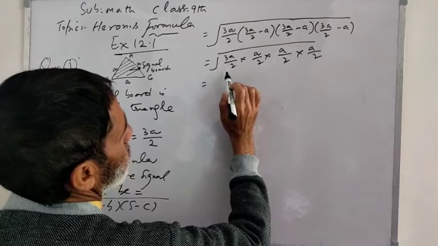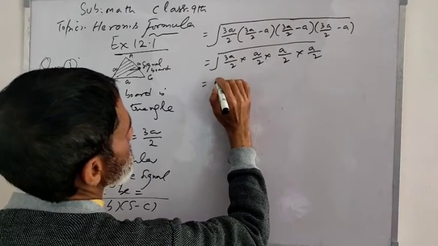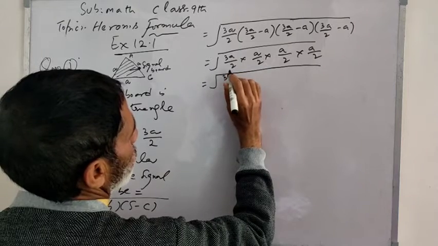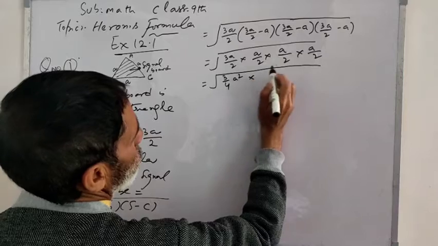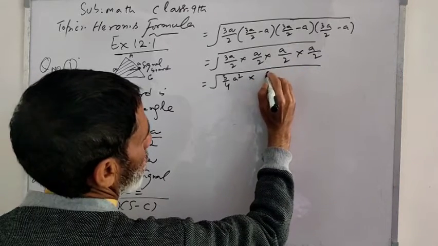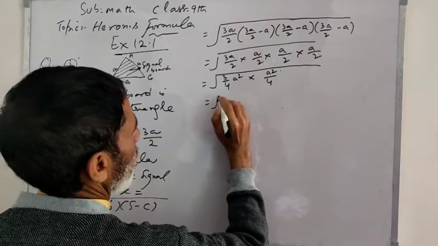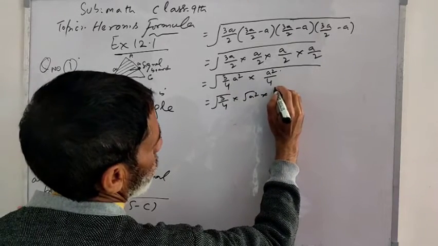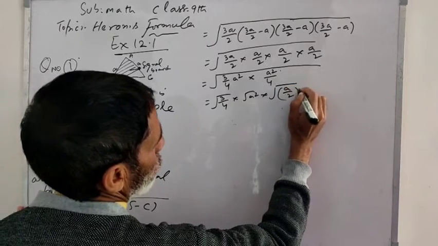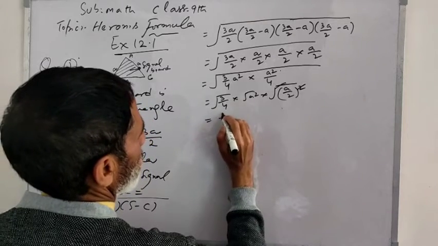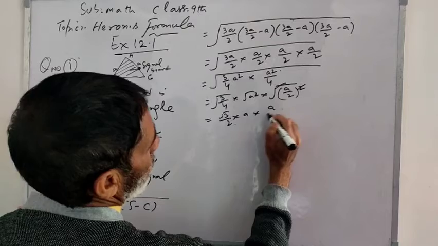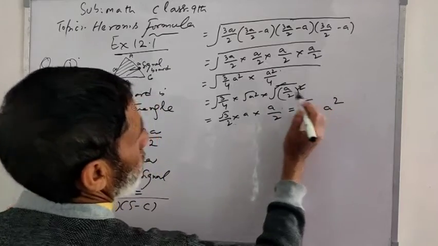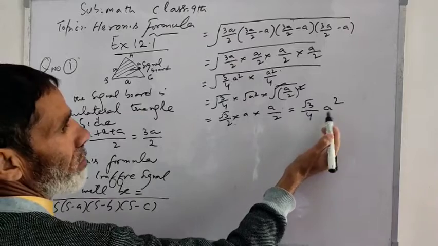This will be equal to root of 3 by 4 A square into A square divided by 4. That will be equal to root of 3 by 4 into root of A by 2 whole square. Square and root cancel. This will be root 3 by 2 into A divided by 2, which will be equal to root 3 divided by 4 into A square. The area of this traffic signal board will be equal to root 3 by 4 A square.